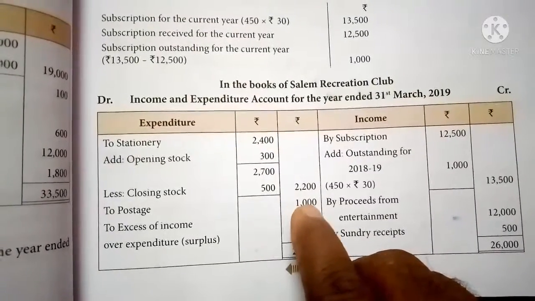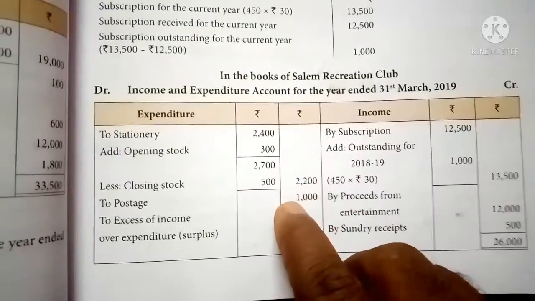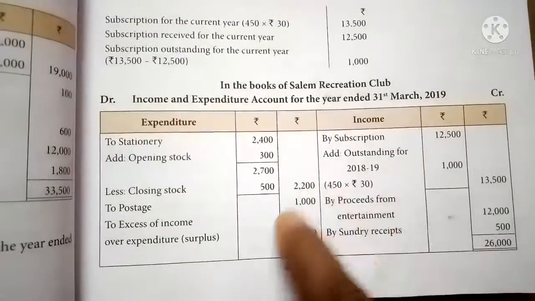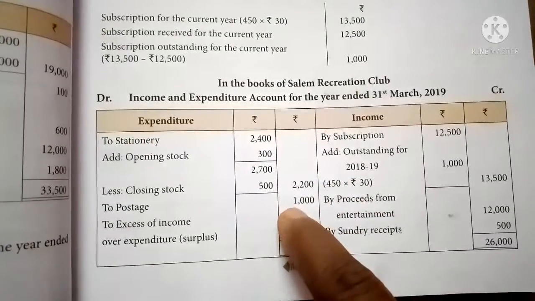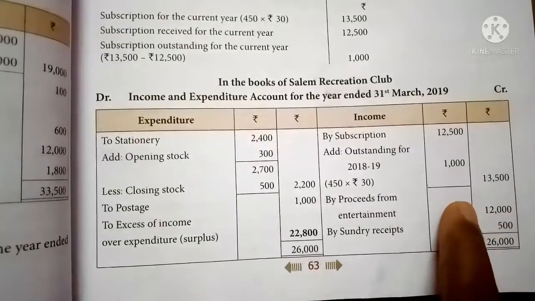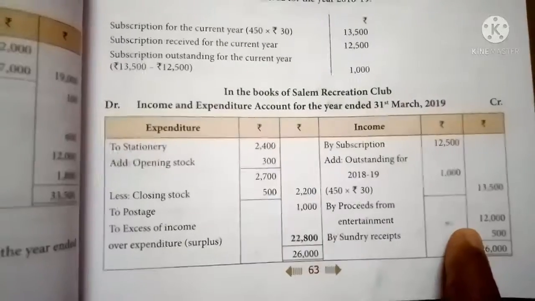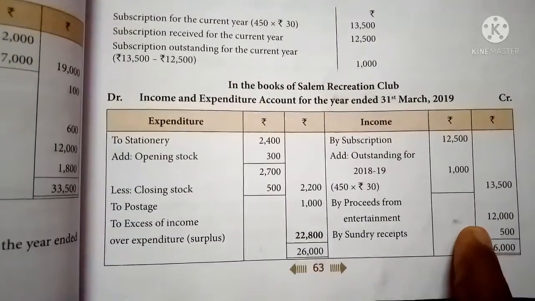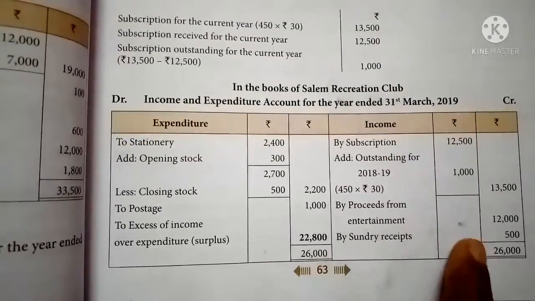After writing all the information, that is revenue receipts and revenue payments, now you can balance the income and expenditure account. First add the debit total. The debit total will be 3,200. The credit total will be nearly 26,000. Add all these 3 amounts. So the highest amount is 26,000. Write the highest amount on both sides, debit side and credit side.